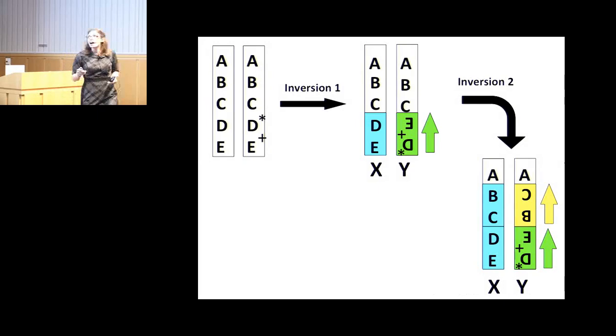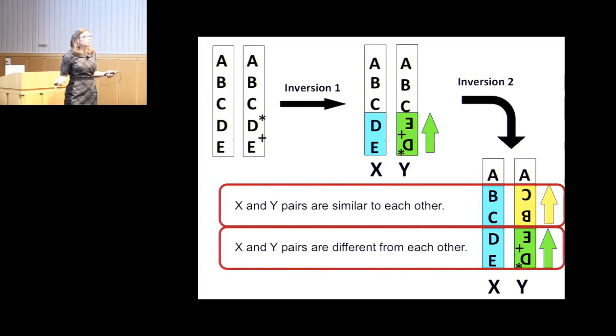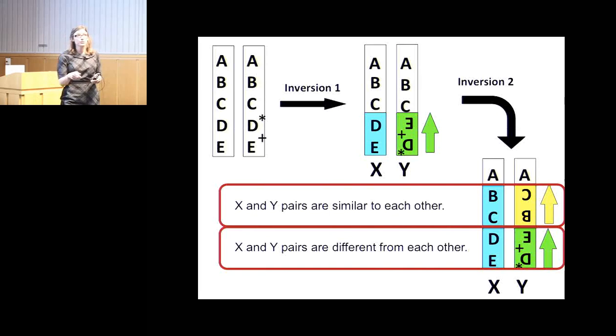So we have ancestral sex chromosomes with your sex-determining allele, your sexually antagonistic allele, one inversion, and we'll say a second inversion occurred. And what's the difference between those two? Well, the X and Y pairs in the first inversion will be much different from each other. They'll have accumulated many more mutations because recombination will have been suppressed between them for much longer. And then the X and Y pairs in the second inversion will be more similar to each other over time.